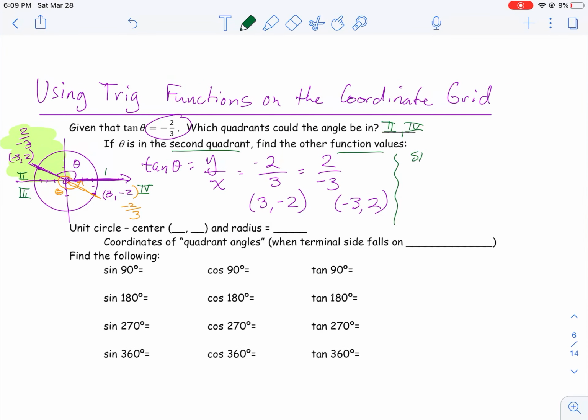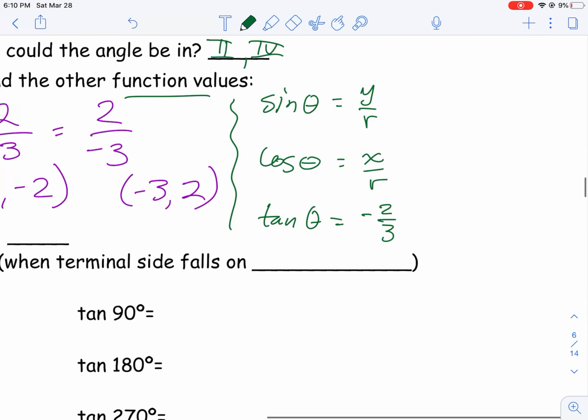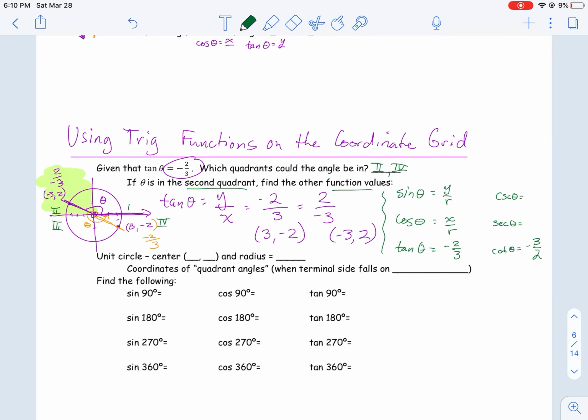So we need to find sine theta, which we said was y over r, cosine theta, which we said is x over r. We know tangent, we just found, it told us was negative 2/3. All right, what's the reciprocal of sine? Do you remember the reciprocal of sine? Hopefully you're thinking cosecant theta. Reciprocal of cosine is secant. Reciprocal of tangent is cotangent. So we know the reciprocal here is going to be negative 3/2.